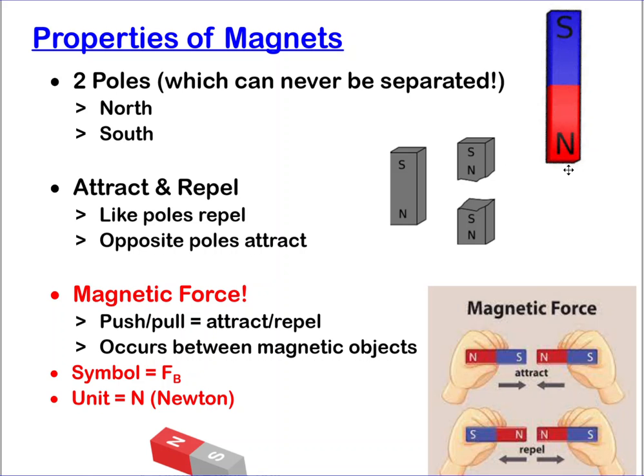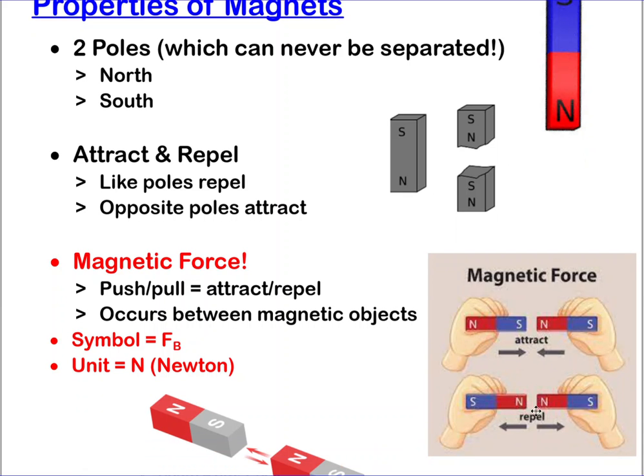Some things you maybe know if you've played with magnets before is that if I have two like poles, like down here, two north poles, and I try to push them towards each other, they push against, so they repel each other. And if I have a north and a south pole, they are attracted to each other. So just like when we did electric charges, opposites attract and like repels.